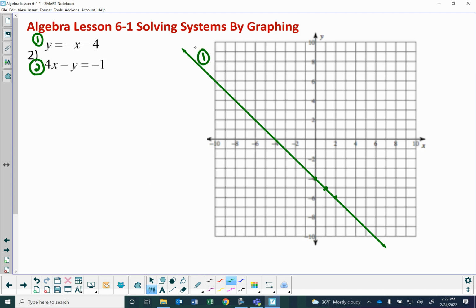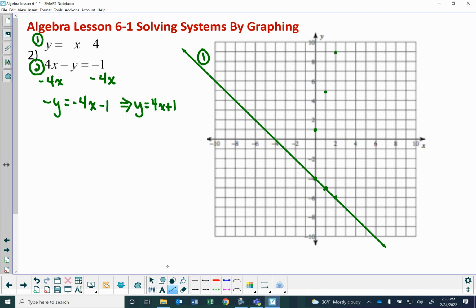Second equation here is not written in y equals form, so I'm going to subtract my 4x. I get negative y is equal to negative 4x minus 1, which means y equals 4x plus 1, because if I divide everything by a negative 1, all the signs change. So my y-intercept is (0, 1), so I put a point at (0, 1). My slope is 4, so I'll go up 4, 1, 2, 3, 4, right 1, up 4, to the right 1. There's my points.